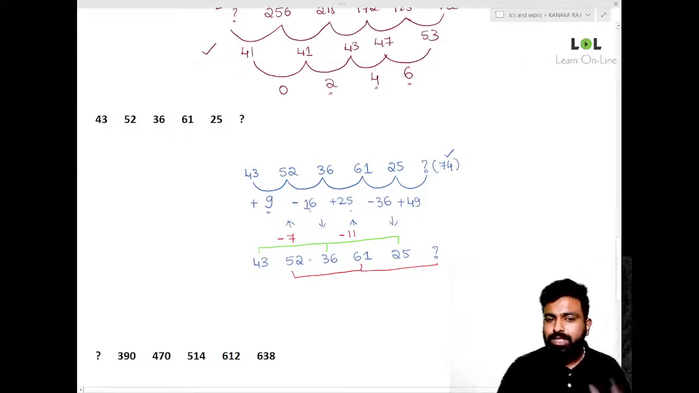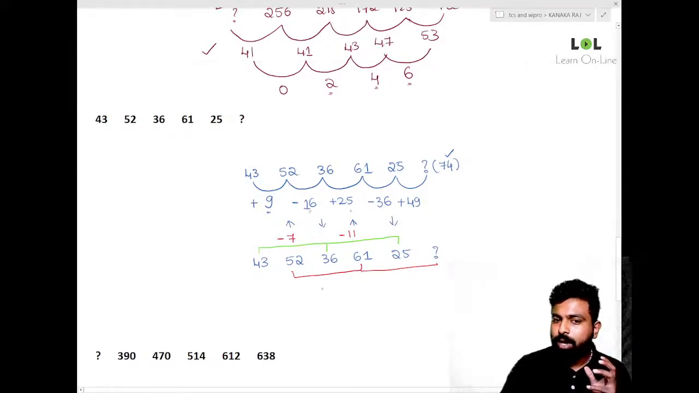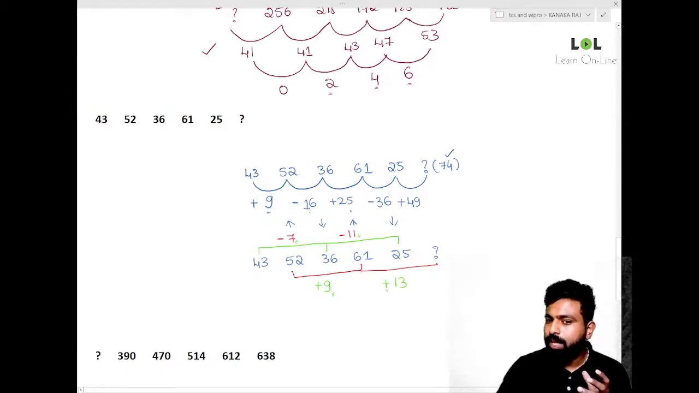Now, coming to this series here, 52 and 61, the numbers are increasing. So it is plus. 52 plus 9 gives you 61. 61 and the next number, if you observe this carefully, 7, 9 and 11. What are these? These are nothing but your odd numbers. What will be your next odd number? The next odd number will be 13. Since this alternate series is increasing, it will be plus. 61 plus 13 will be nothing but 74. You will be getting the same answer here.